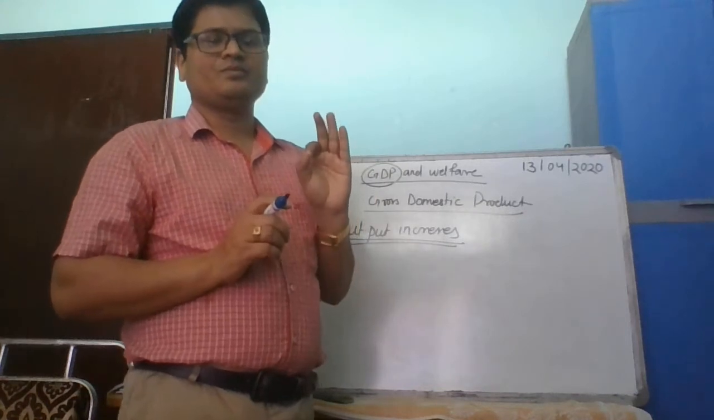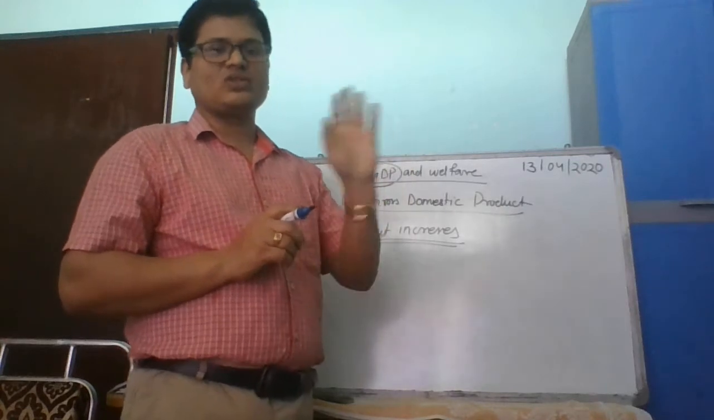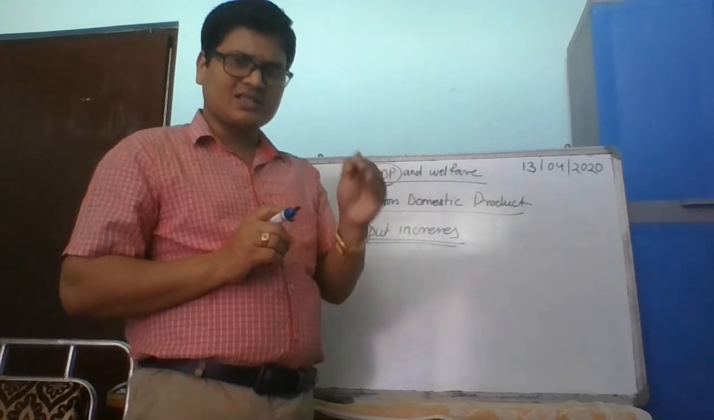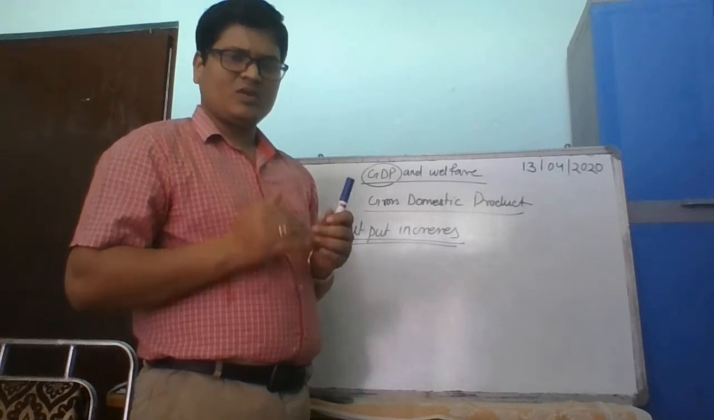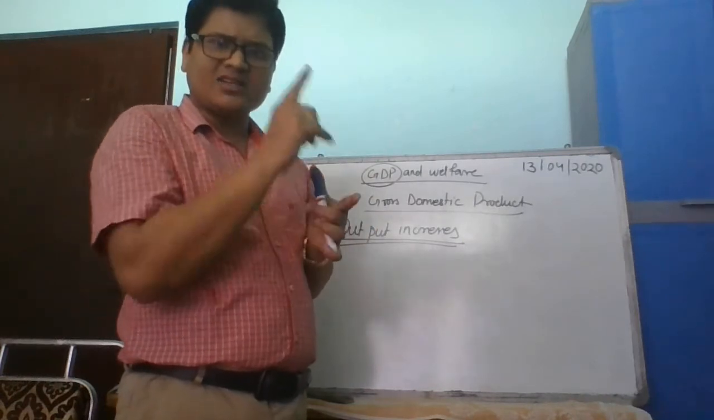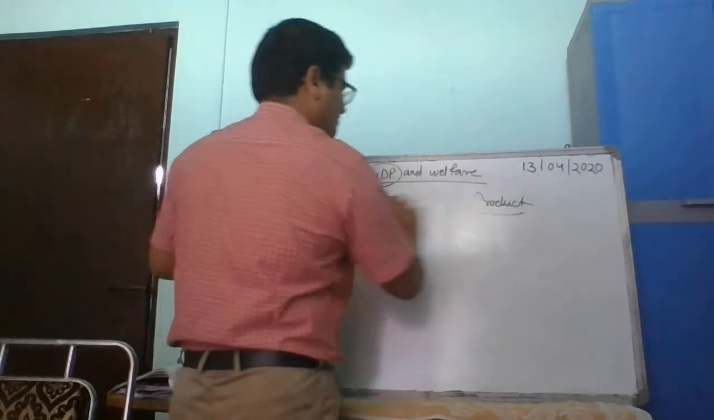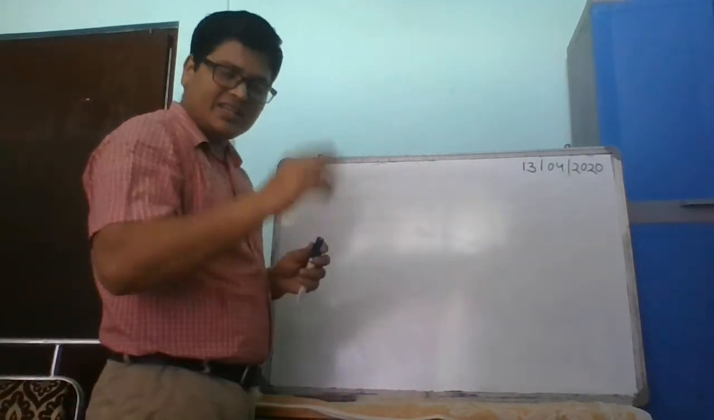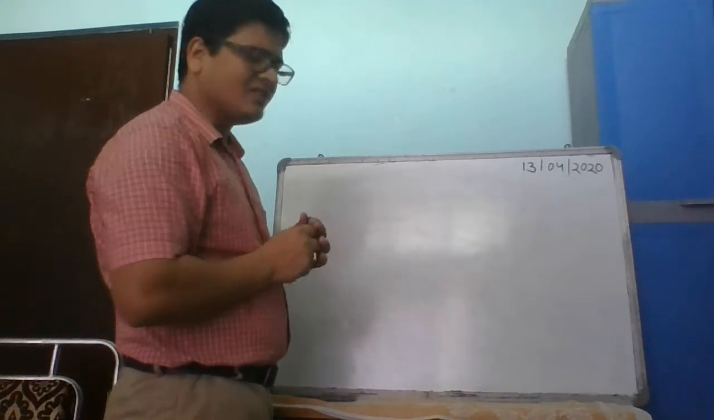Still, it has some limitations, some drawbacks. What are the drawbacks? Now we will discuss the drawbacks of assuming increased GDP as an indicator of welfare. How it fails to prove that an increase in real GDP brings welfare in the economy.